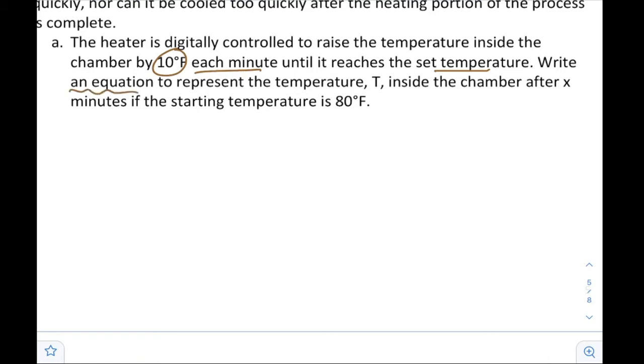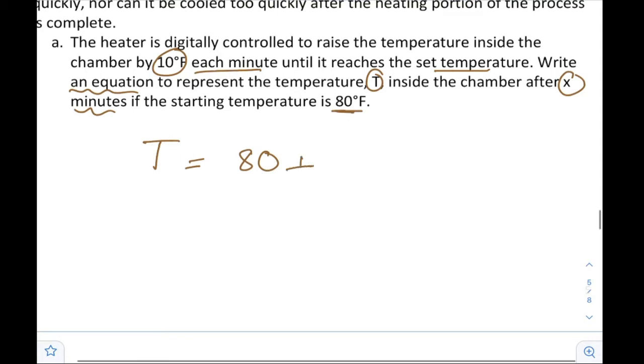Write an equation to represent the temperature T inside the chamber. We want T, which is y, equals something after X minutes. The starting temperature is 80. The starting point is 80, so I will start with 80. It is increasing by 10 per minute, so it is plus 10x, as simple as that.